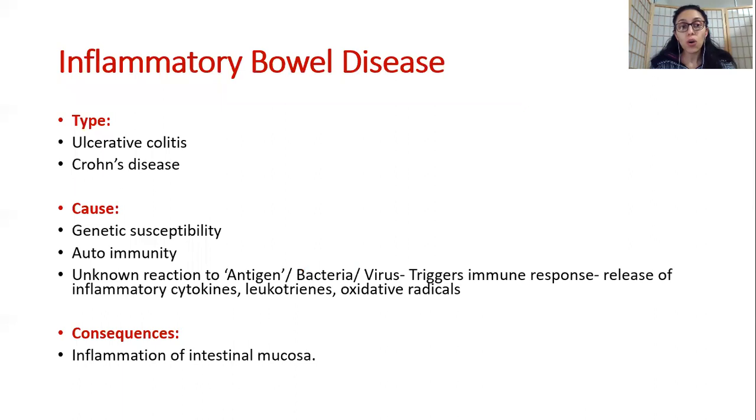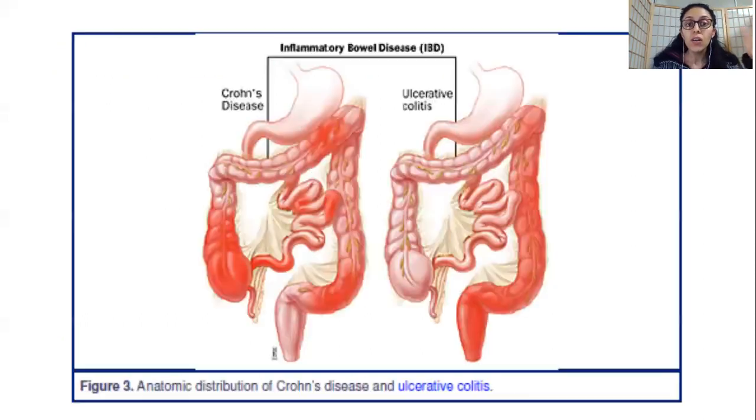Okay, then we go on to inflammatory bowel disease, which is your ulcerative colitis and Crohn's disease. Causes of this are not very well known, guys. Majority of them revolve around genetic susceptibility and autoimmunity. So there is no clear cause of this. And basically, the consequence is inflammation of the intestinal tract. Which area exactly? This is what the diagram covers.